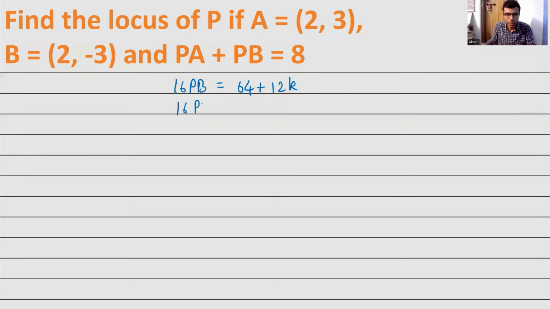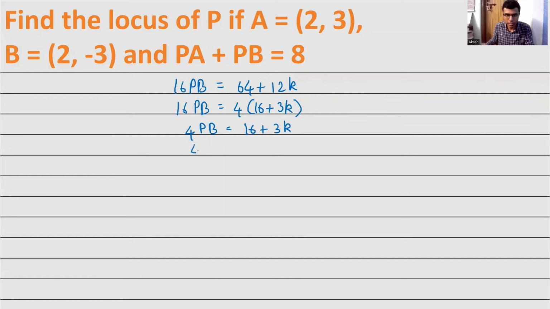Now I'm going to take 4 common in these two terms. On the left hand side, I'd be left out with 4p, like as it is. If I'll take 4 common here, I'd get actually 64 is 4 into 16. So since I took 4 common, I'd be left out with 16 here. And 12 is 4 into 3, so I'd get 3k. Now 4 ones are 4, so LHS I have 4 PB is equal to 16 plus 3k.